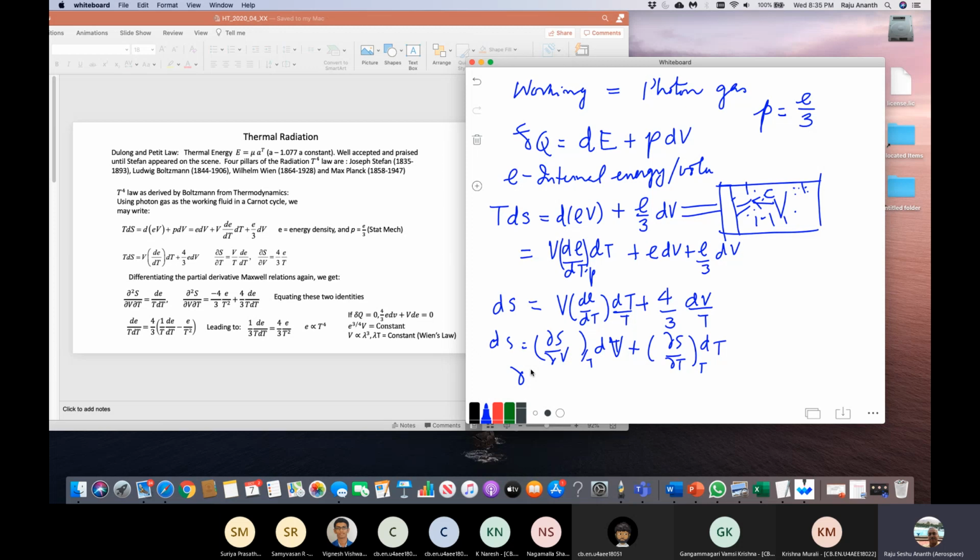So my dS/dV, that is proportional to dV, isn't it? So it's like 4 over 3 T. Oh, I'm sorry, this should be dE over dT. Okay, 4/3 E, so E over T. Similarly, dS/dT is proportional to T. So dS/dT is proportional to V over T, dE/dT.